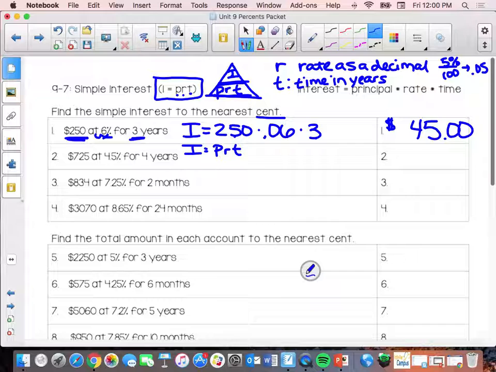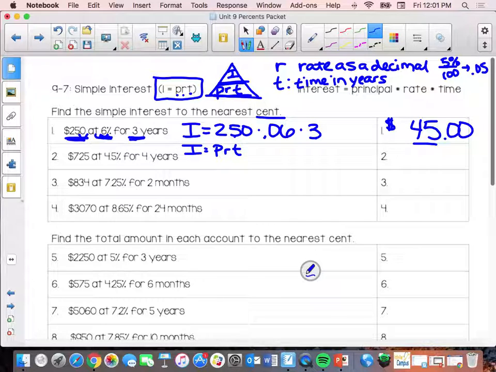And does that make sense? If you earn 6% of $250, well, 10% would just be $25. So would it make sense that for 3 years, even if we made 10%, we'd make $75? So this would be definitely less because 6% is not quite 10%. It's less than that. Just remember, simple interest is the amount per year.